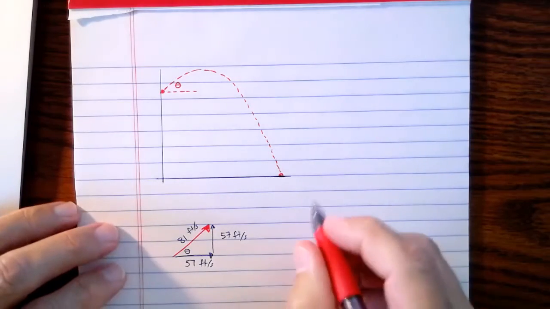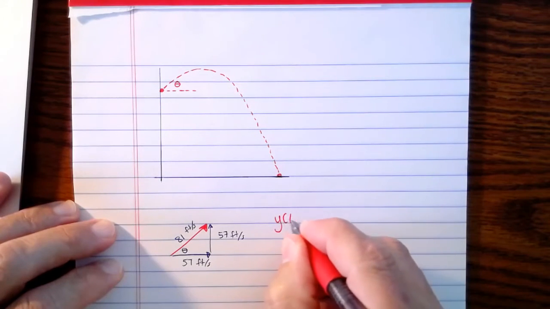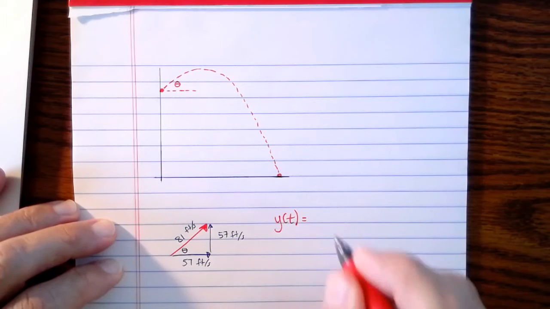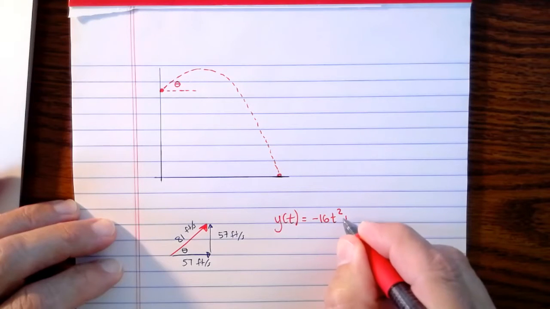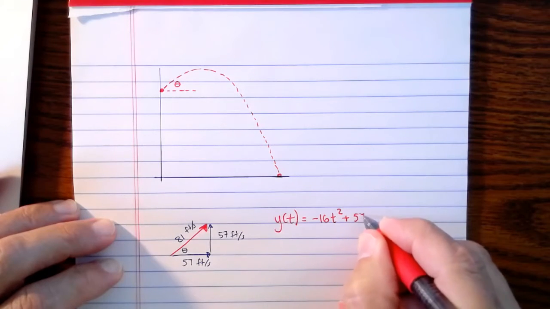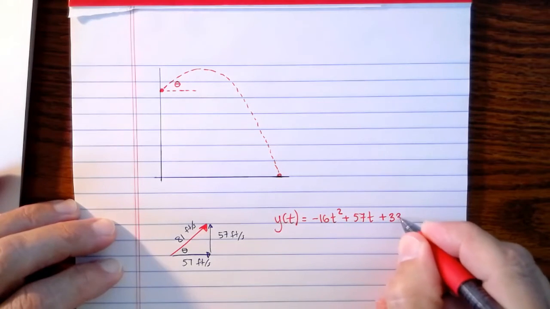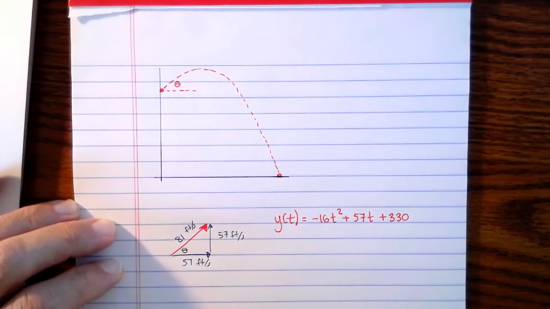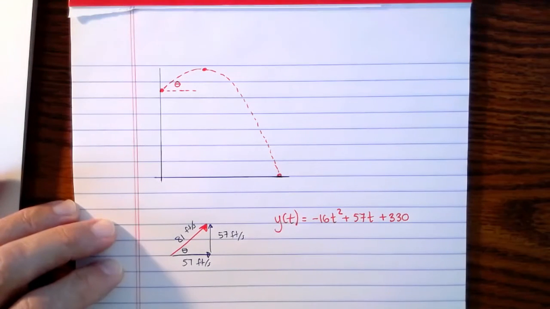So you actually have two functions. One function tells you how high the ball is at any time, and I'll call that y of t. And you are correct, that is going to be negative 16t squared plus 57t plus the 330, which is your initial height. That's the function that governs the height of the ball, and you can figure out the vertex of that parabola, which is right here, which tells you how long it takes to reach its maximum height, and you can figure out when it reaches its maximum height.